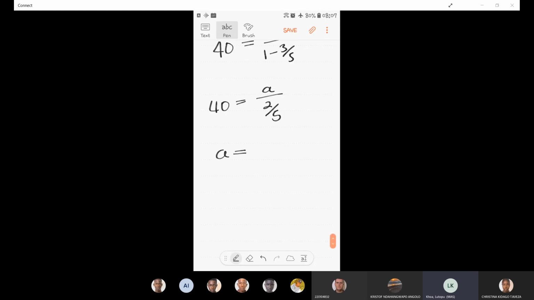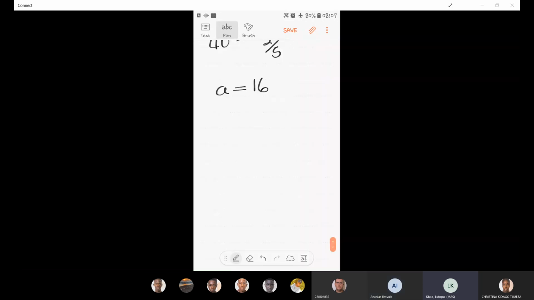And A is equal to 16. That's 16. Is that what you get on your calculator? Can you check that? Multiply this by 2 over 5. It should be 80 over 5. Yeah, it should be 16. Yeah, it is, ma'am. Okay.